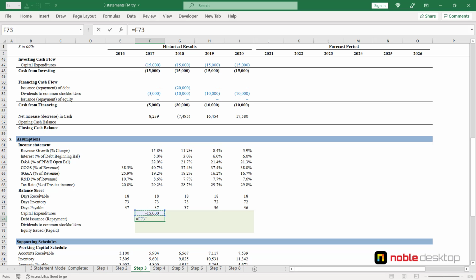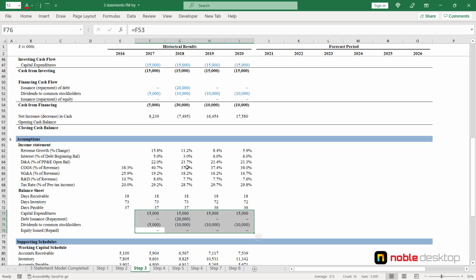Debt issuance repayment is in the line 51. Dividends to common stockholders and issuance repayment of equity goes in the following lines. So all I need to do here is shift down arrow twice, Control D to fill down, and now I'm going to fill all these cells to the right to all historical years.